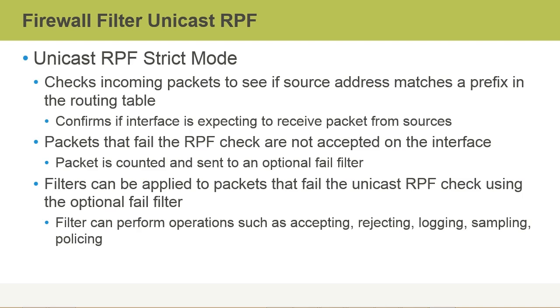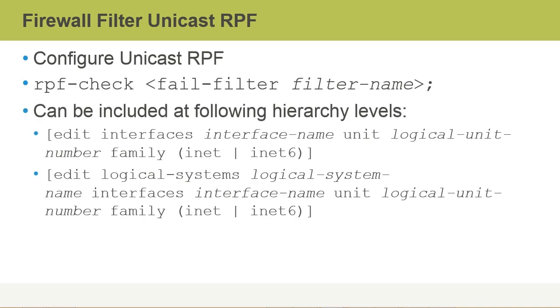When applying a filter to packets that fail the unicast RPF check with the optional fail filter, you can perform any number of operations such as accepting the packet or rejecting the packet. You could log the packet as well. So there's a number of different filters that can be applied. In order to configure unicast RPF, you have to use the RPF check command on the interface or a group of interfaces that you'd like to enable the feature for.